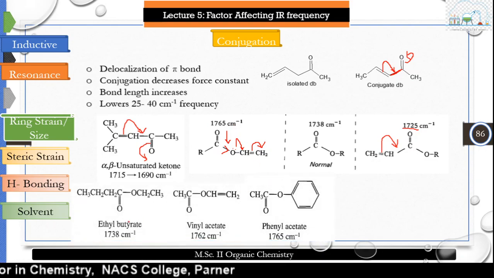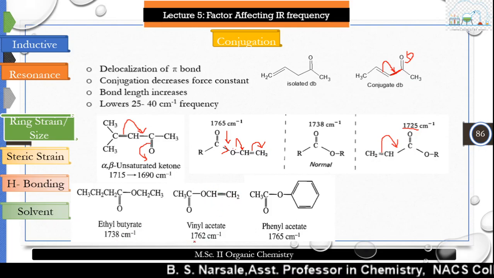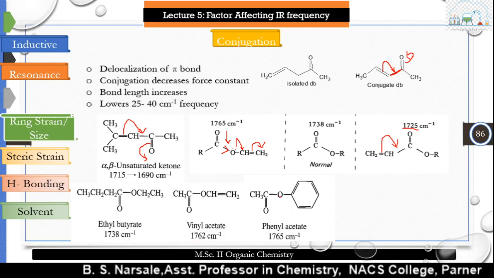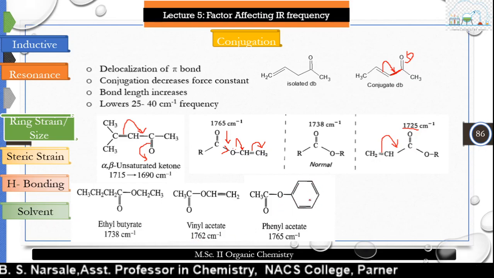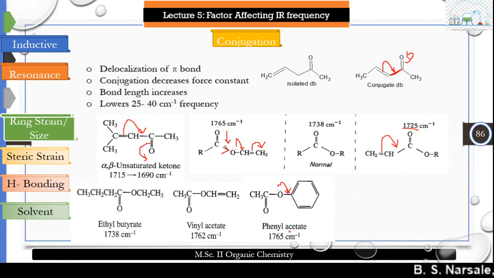Now the same example: if you look here, a normal ester is 1738, and with the oxygen conjugation it is 1762. When an aromatic conjugation is present on the oxygen, more electron density is given for resonance as compared to the double bond, so the value increases again.